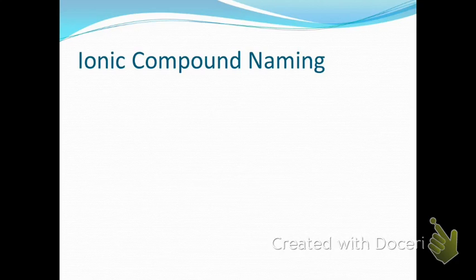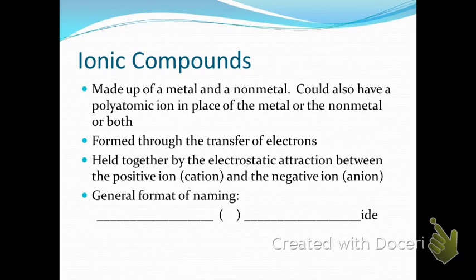The second class you have to know are ionic compounds. Ionic compounds are made up of a metal and a nonmetal. It could also have a polyatomic ion that takes the place of either the metal or the nonmetal or both. These compounds are formed from the transferring of electrons. Once there is a transfer of electrons, one ion is positive, which lost the electrons. We call that the cation. The other ion is negative because it gained electrons. We call that the anion. And they are attracted to each other because opposites attract. We call that electrostatic attraction.